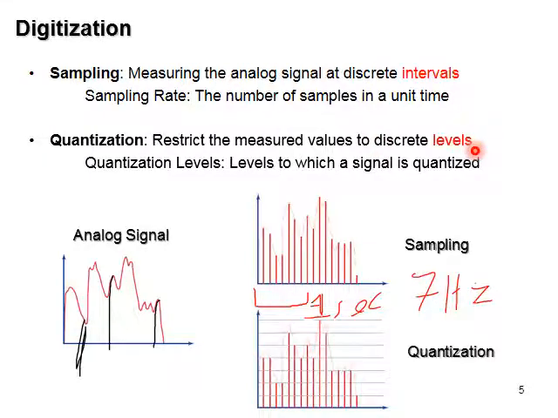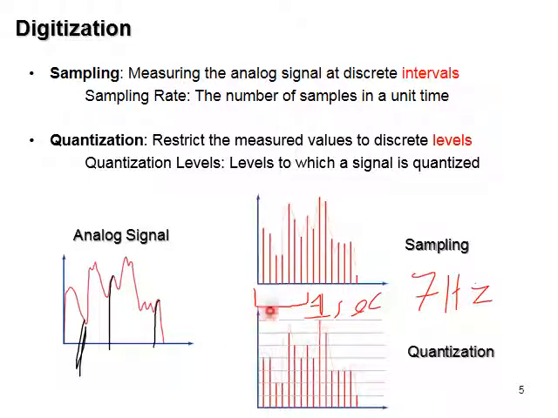What do we mean by restricting the measured values to discrete levels? This means that the values that you get here, you will not store as is. If you look at this figure, we defined on the y-axis certain values only. So any sample that you are measuring has to be stored as one of those. Here we have 1, 2, 3, 4, 5, 6, 7, and maybe the x-axis itself is 8. So we have 8 levels, and the recorded samples have to be approximated or stored as one of those 8 levels.